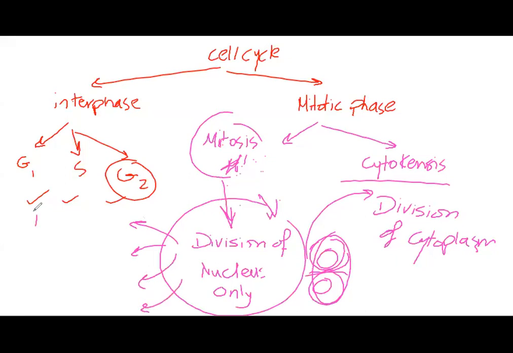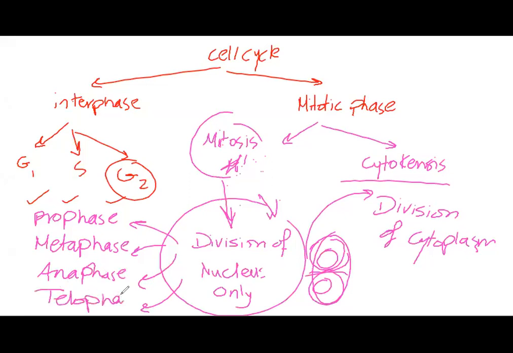We call them prophase, metaphase, anaphase, and last, telophase. So that means the nucleus divides in 4 steps. Each step has some changes that happen in it. So these steps are prophase, metaphase, anaphase, telophase. Let's go through each one in detail and see what happens.